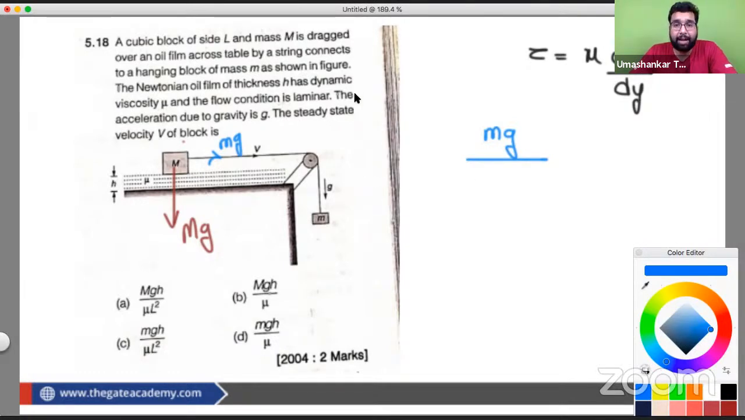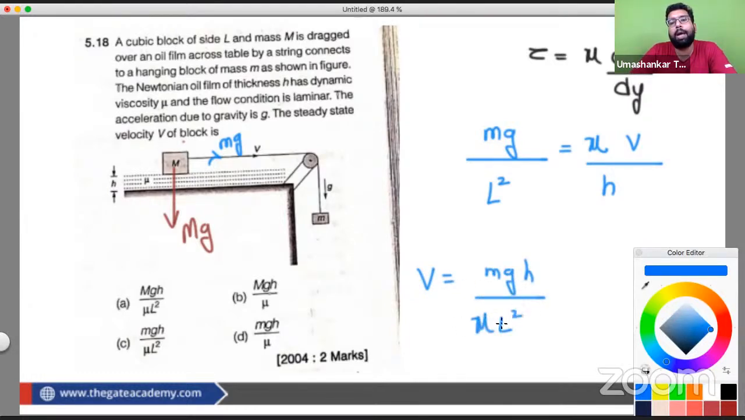So this is the force we got. We need to divide it by the area. Which area do we have to use? The surface area. We have a cubic block of side L, so what is the surface area? It is L square, right? So this is the tau we got. Mu is here. Since it is a surface, this velocity v we are having, and this gap is h. From here we can formulate this mu. It is coming out to be small mgh upon v L square. So we got the correct answer, that is C.